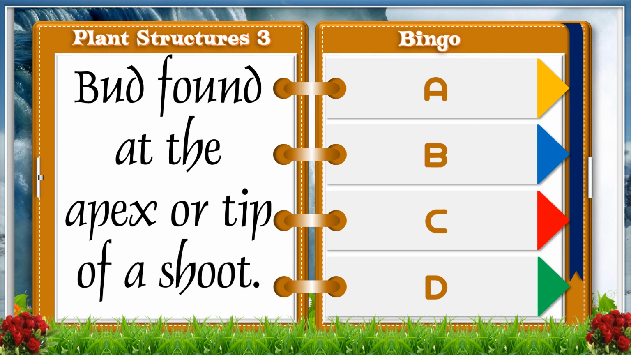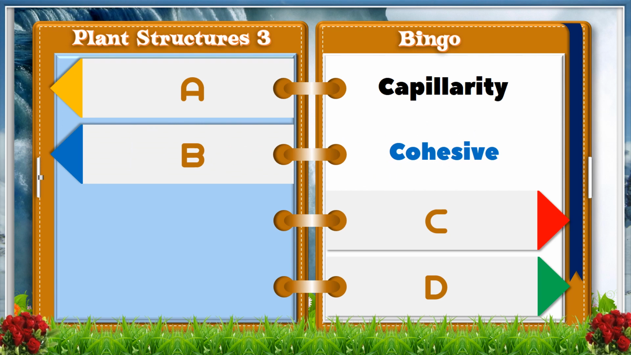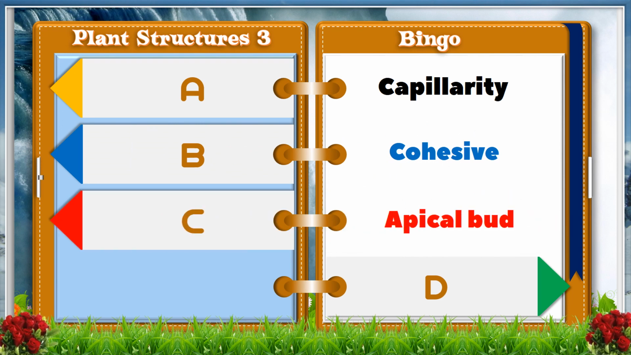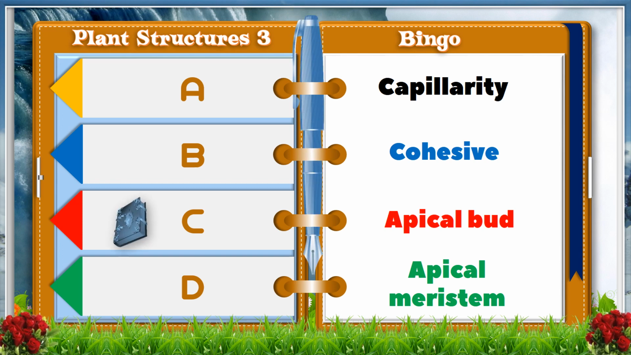Bud found at the apex or tip of a shoot. A. Capillarity. B. Cohesive. C. Apical bud. D. Apical meristem. And the answer is C. Apical bud.